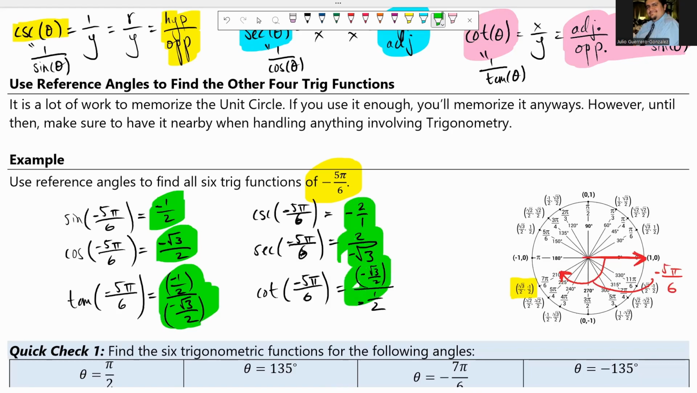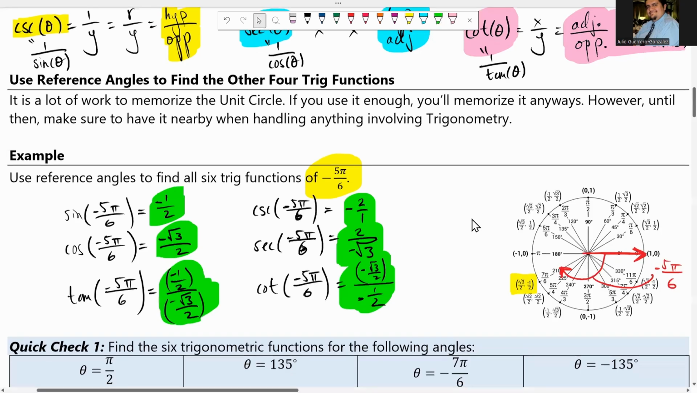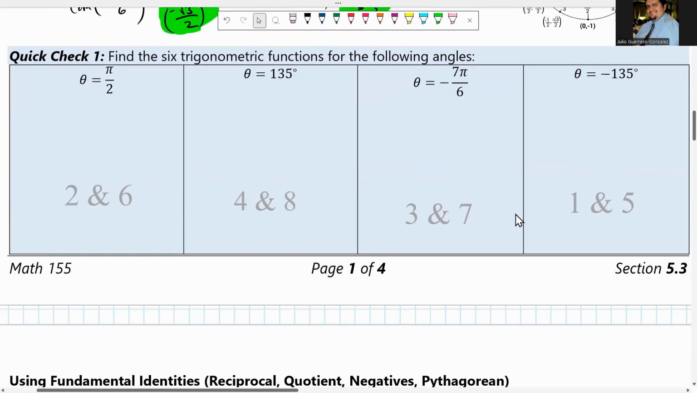Okay. So this section is going to be a little bit about how to use the unit circle appropriately, or how to navigate to find some answers off of it. What I got left coming up, quick checks. Kind of want to get you guys trying these.